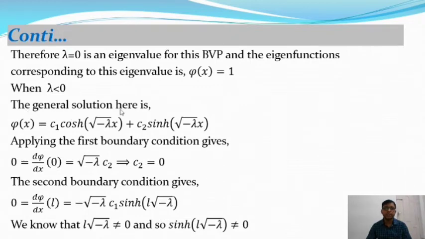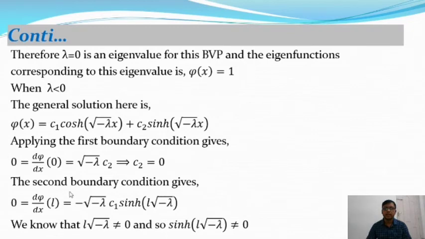The general solution of the given differential equation when lambda is less than 0 will be c1 cosh root of minus lambda x plus c2 sinh root of minus lambda x. Applying the first boundary condition, it will give 0 equal to d phi dx of 0, and from this we will get c2 equal to 0.